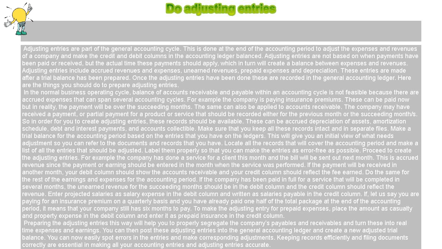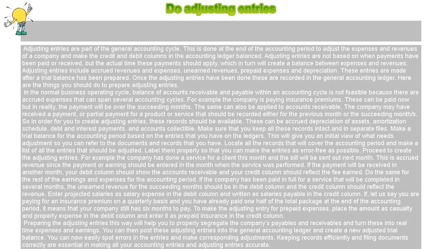Let us say you are paying for an insurance premium on a quarterly basis and you have already paid 1/2 of the total package at the end of the accounting period. It means that your company still has 6 months to pay. To make the adjusting entry for prepaid expenses, place the amount as casualty and property expense in the debit column and enter it as prepaid insurance in the credit column.